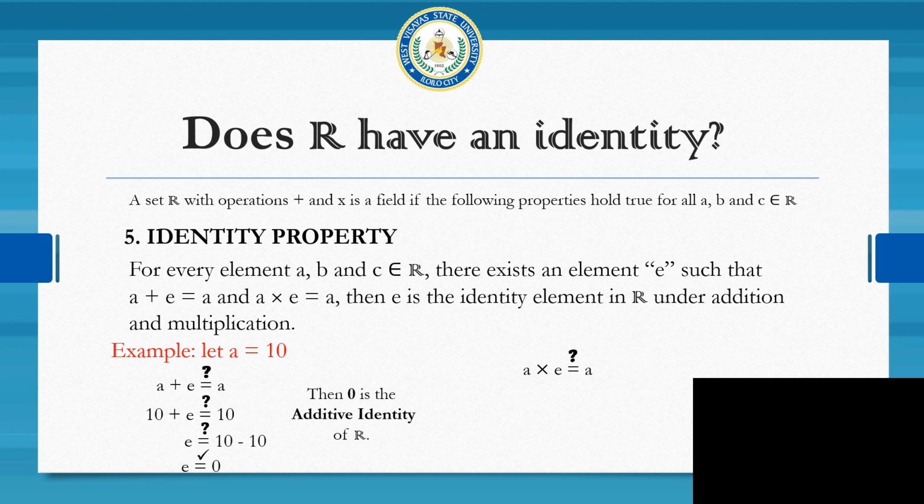How about in multiplication? A times E equals A. Substituting, we have 10 times E equals 10. Solving for E, we have E equals 10 over 10, which is E equals 1. Therefore, 1 is the multiplicative identity of the set of real numbers.